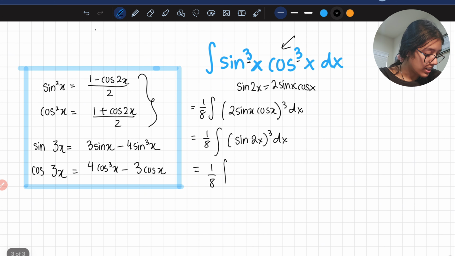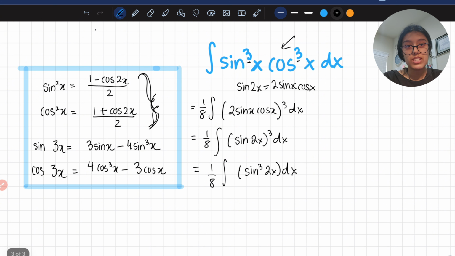Now I'm going to do 1/8. You could rewrite sine 2x cubed as sine cubed 2x dx. We can't use any of these two formulas right over here, because this has a cubed, right? These two formulas don't have a cubed. But what has a sine cubed specifically is this formula right over there. So you see that you kind of have to switch up the formulas around a little bit.